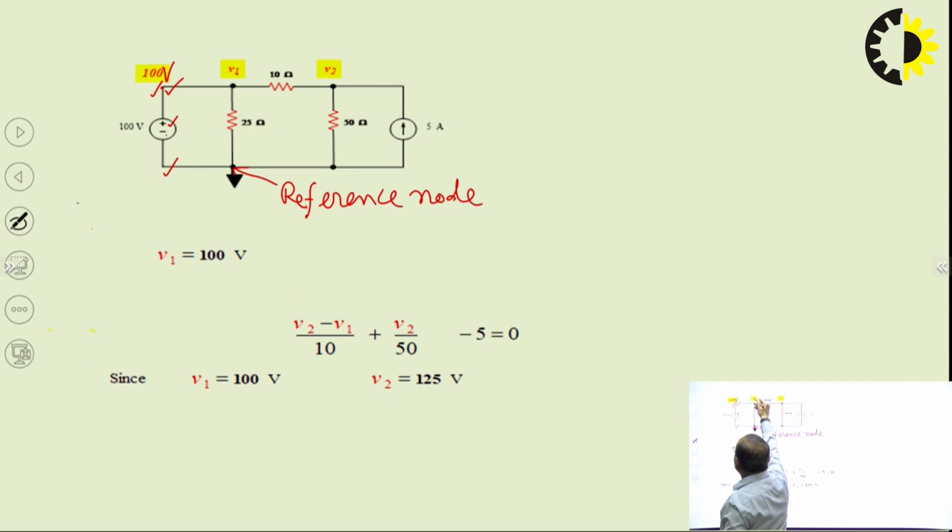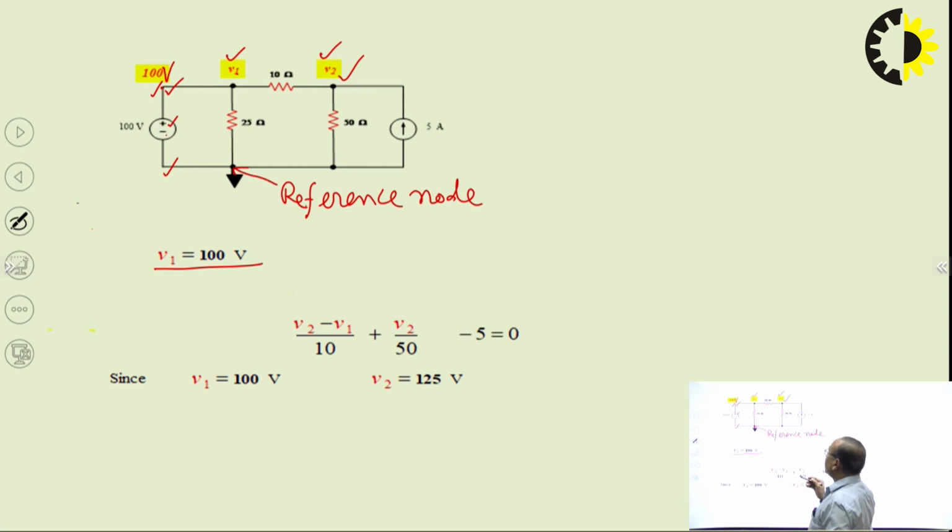Now suppose this potential at this node is V1, and this one is V2. Now V1 will be 100 volt directly. The reason being, there is no resistance between V1 and the 100 volt terminal, so there will be no voltage drop due to a simple wire connected between V1 and the 100 volt potential terminal. So no voltage drop, and that's why V1 will be equal to 100 volt directly. So there is only one unknown in this circuit, V2, which we are to find. So we will write the KCL equation for this.